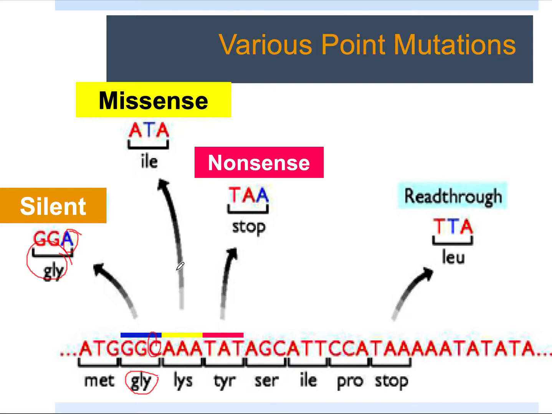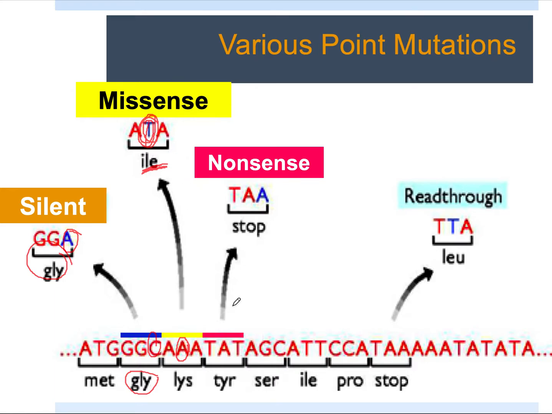Then you could have a missense, where you have a substitution. So you have ATA. It should rather be AAA, which is lysine. You end up with a new amino acid, isoleucine. And that is an example of a missense.